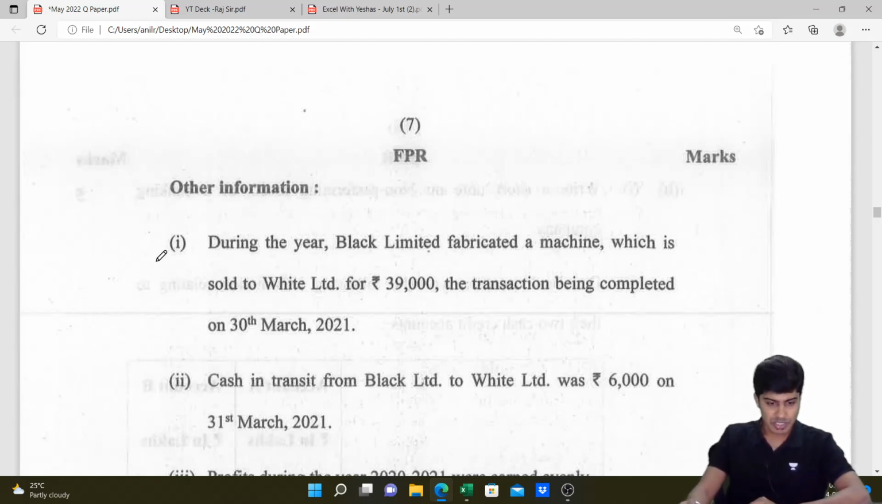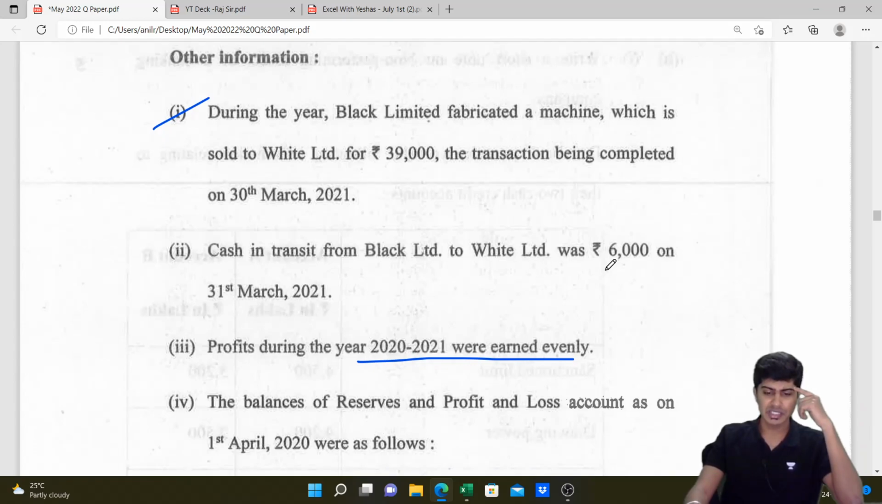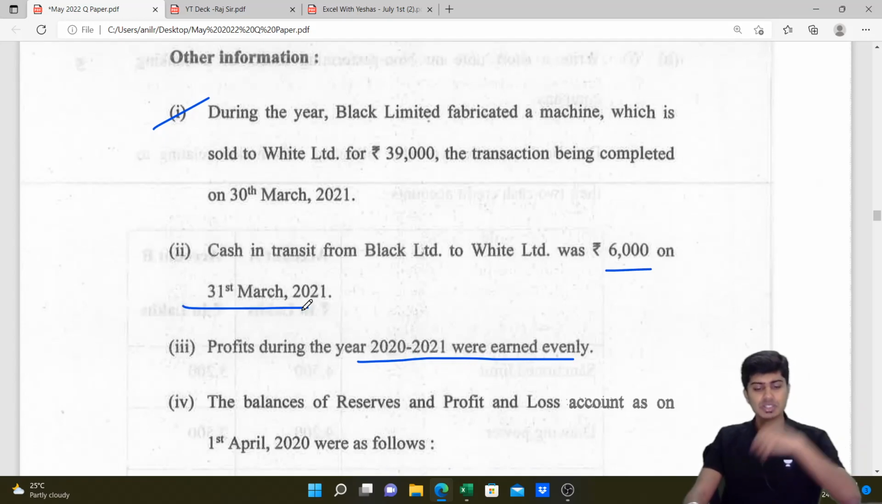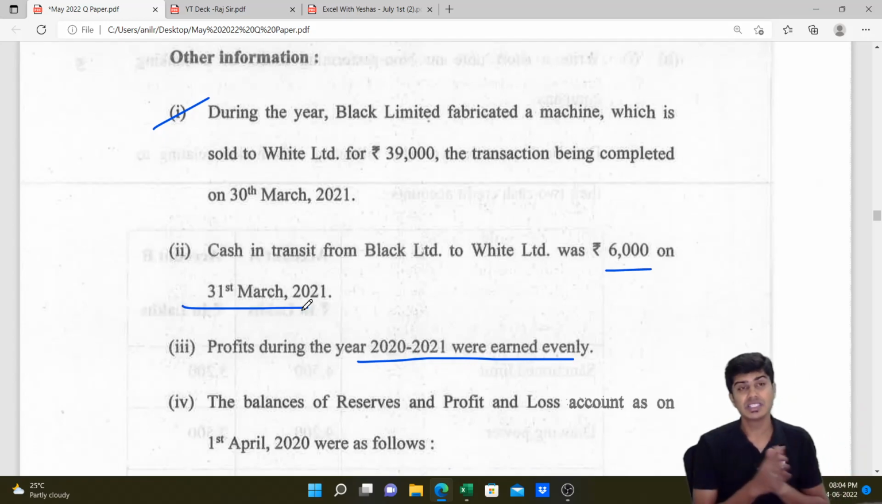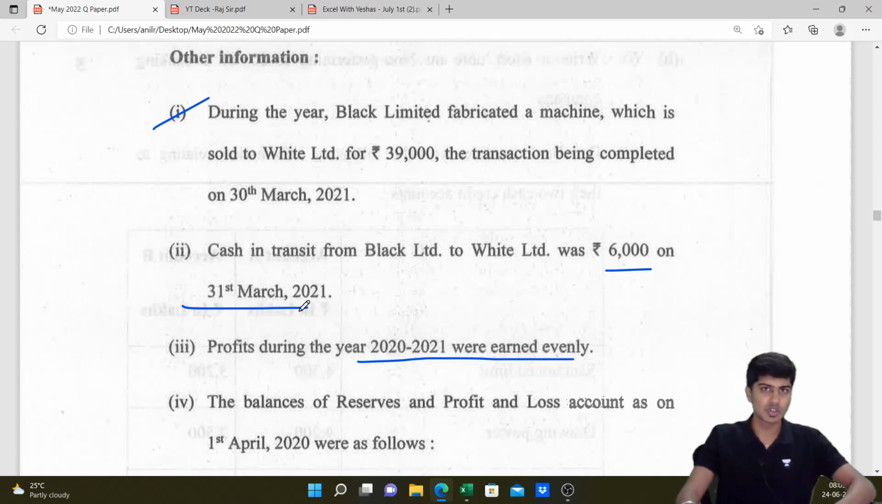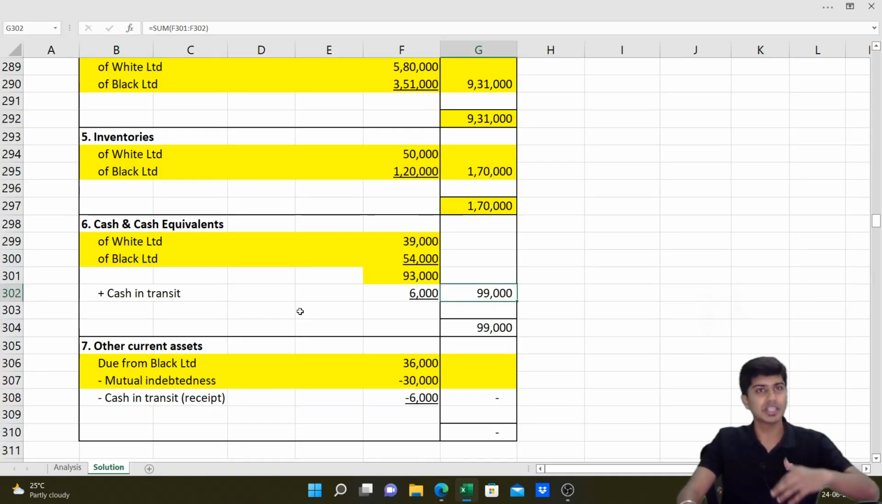39,000 which is sold to private limited, 39,000 has been completed. Okay, so this is just that mutual indebtedness paper point. Then we have cash in transit, 6,000 was still in transit. So 6,000 you increase the cash, 6,000 you increase the receivable because 36,000 was receivable. 30,000 mutual indebtedness you wrote off. Balance 6,000 is sent by one. The other has not received. It's in transit. If it was not sent, it would have been cash.